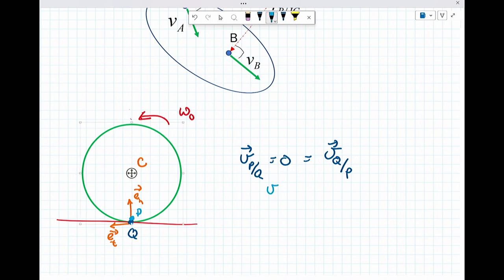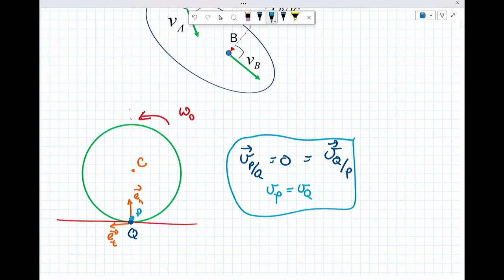But the important point here is that velocity of P, now since it's 0, it's just 0. Velocity of P equals velocity of Q. And so both of them sort of are there.